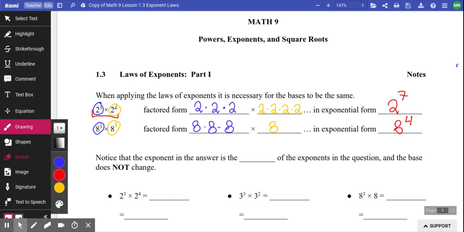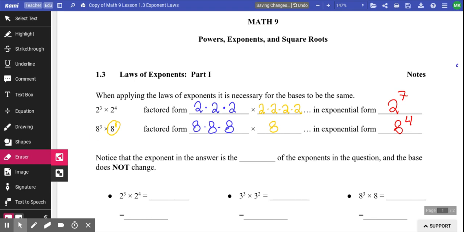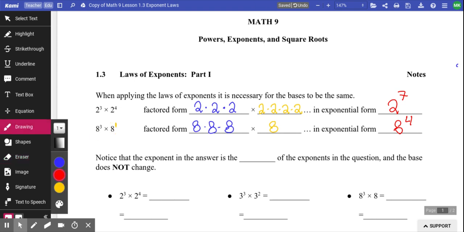If you look at our original questions, if I look at the exponents, 3 and 4, 3 plus 4 equals 7, so 2 to the power of 7. So that means when you're multiplying powers, you can add the exponents to make them 1. The question below does the same thing. Our exponents are 3 and 1. If you were to add those together, you get 4. If you look at our exponential form, you have 8 to the power of 4. That's going to be our first exponent law.